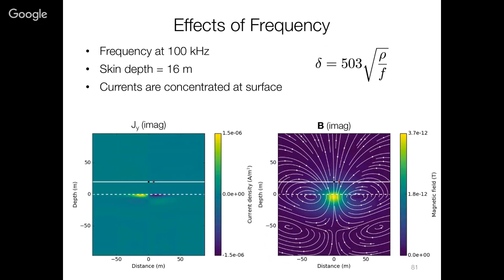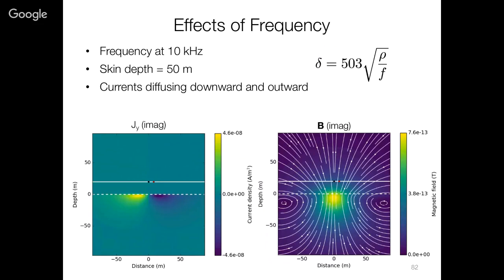Let's look at a high frequency. At a high frequency, the skin depth is really small. We use this formula for skin depth. Skin depth is 16 meters, so the currents are concentrated right near the surface. At a lower frequency, let's say 10 kilohertz, skin depth is 50 meters. So you can see where the currents are.